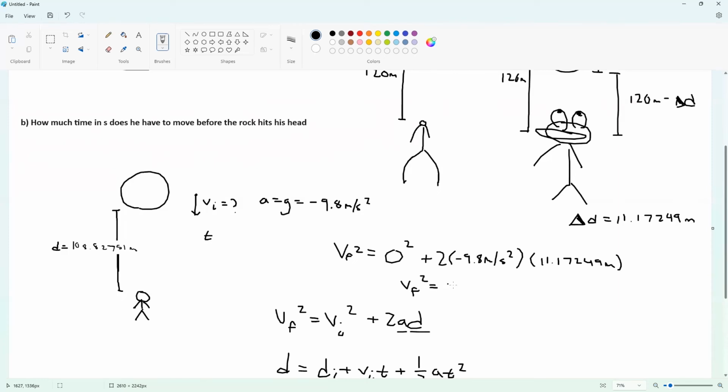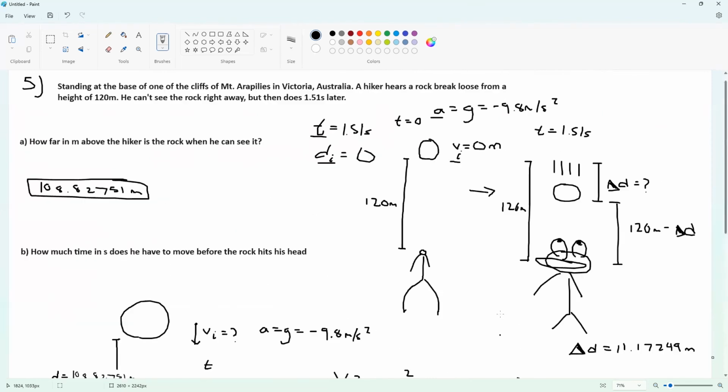Velocity final squared is equal to 21898 meters squared per second squared. This is not what we're looking for. We're going to look for the square root of this, which is going to be equal to 14.798 meters per second.